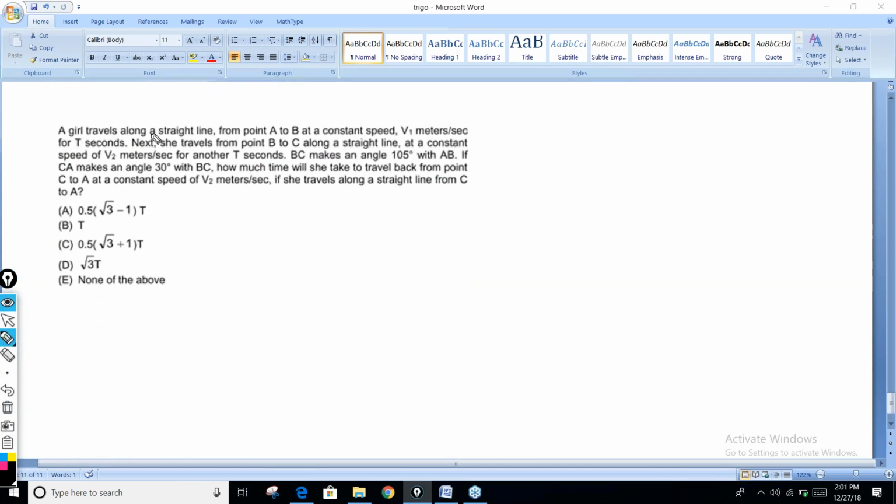This question says a girl travels along a straight line from point A to B at a constant speed v1 meter per second for t seconds. So the total distance will be v1t. Now from B to C along a straight line at a constant speed of v2 meter per second for another t seconds, BC is making an angle of 105 degrees. So something like that, at this direction, this angle is 105.